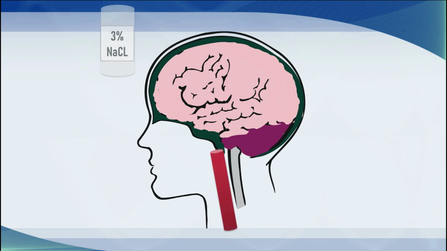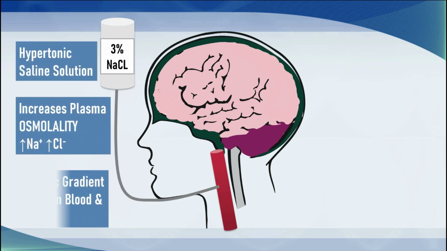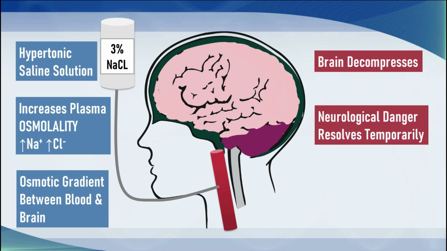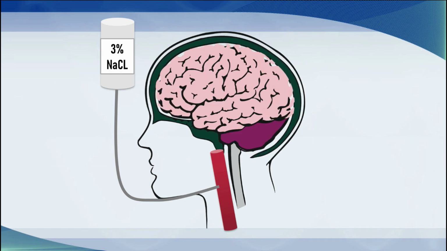Because Rachel has symptomatic hyponatremia, for example, Rachel may present with seizures, we're going to go ahead and give her hypertonic saline solution. This is 100 mils of 3% saline. And the idea is that it increases plasma osmolality by driving up the sodium and the chloride concentration, and now it generates an osmotic gradient between the blood and the brain, and the brain decompresses as water is removed from the brain back into the blood, and this at least temporarily stops the neurological danger. Clearly, if she continues to seize, you need to give her another dose of hypertonic saline.